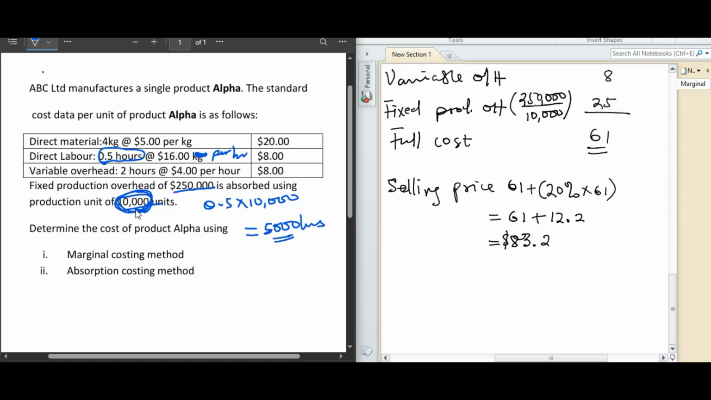So to get the fixed production overhead, it should be 250,000 divided by 5,000. This one is just an example I'm setting, so this figure looks very big. The question will always tell you what to do. Just know your calculation. They can use the labor hours, machine hours, or units produced. So take note of that.